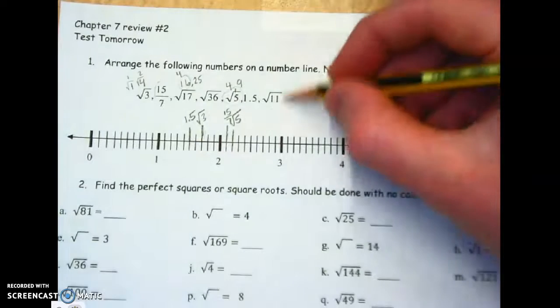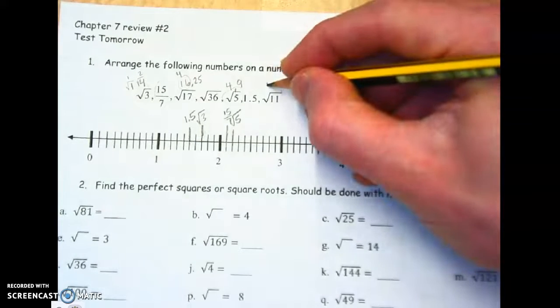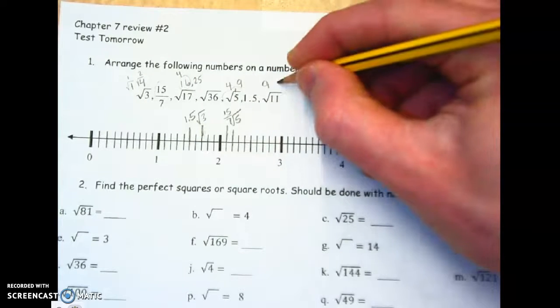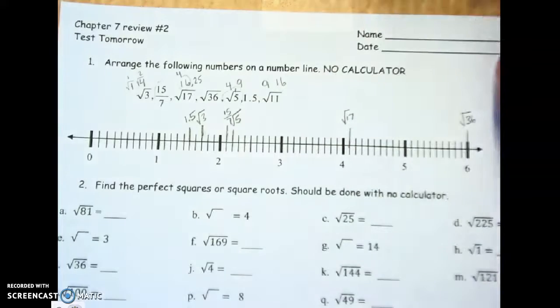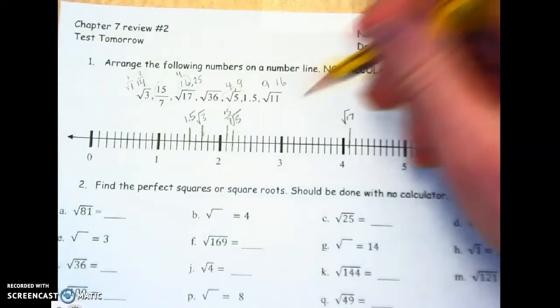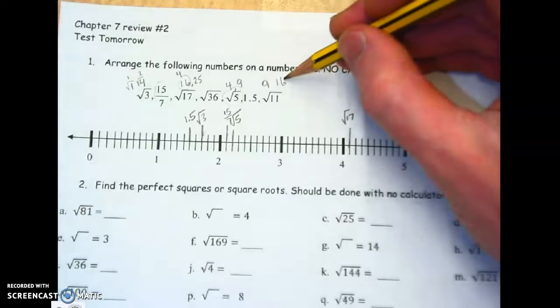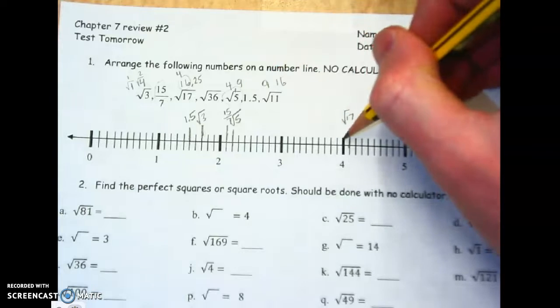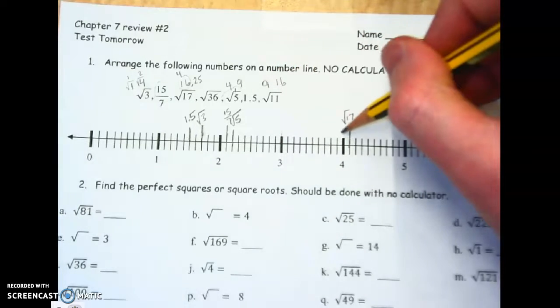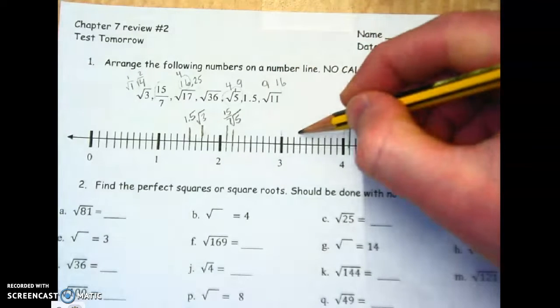And the last one, square root of 11, that is between the square numbers 9 and 16. And it is a little bit closer to 9, not as close to 16, so I know it's going to be closer to 3 than closer to 4. It's right between here. Closer to 3, so let's just say 3.3.